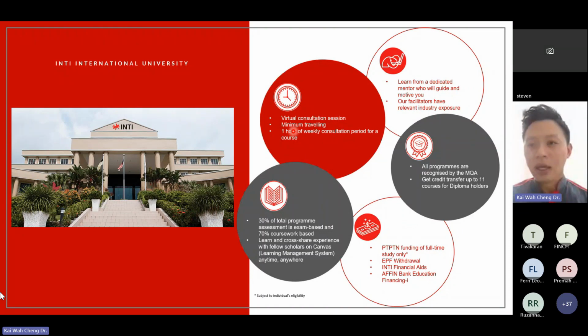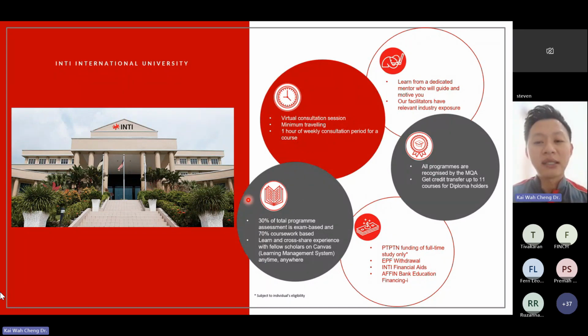So all the programs offered by INTI International University are recognized by MQA. And for those who were diploma students, you are eligible to apply for credit transfer of up to 11 courses. I will tell you more in the following slides. And of course, at INTI International University, we do provide some financial support to those who need it. I believe all of you have already gone through the financial session this morning, right?